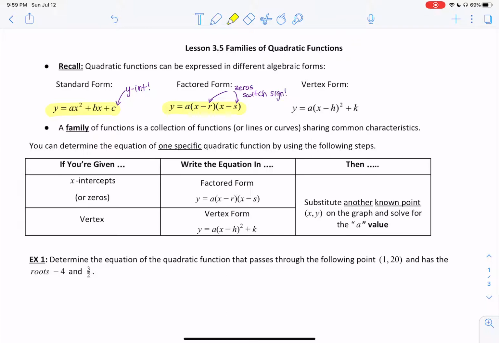Finally, we have our vertex form, which is y equals a, x minus h, squared, plus k. Now this looks kind of like our transformations that we've been working on, but the letters are a little different, so we're going to quickly go over what they do. So our a value is the same a value that we have in all forms. The h is going to be the x coordinate of our vertex.